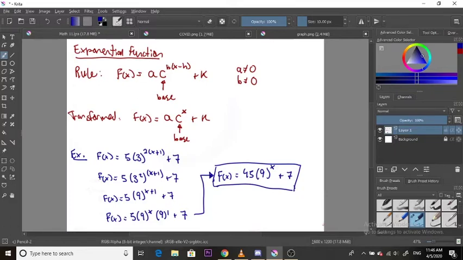Now the reason we would like to transform our rule is it makes it simpler for us to use. And specifically, when we start talking about logarithmic functions, it is much more simple to flip between the two as well.